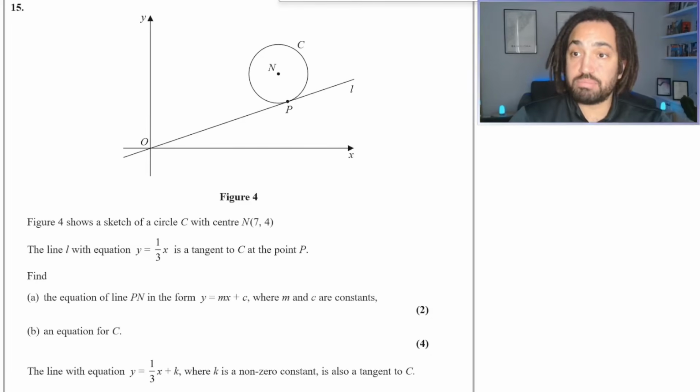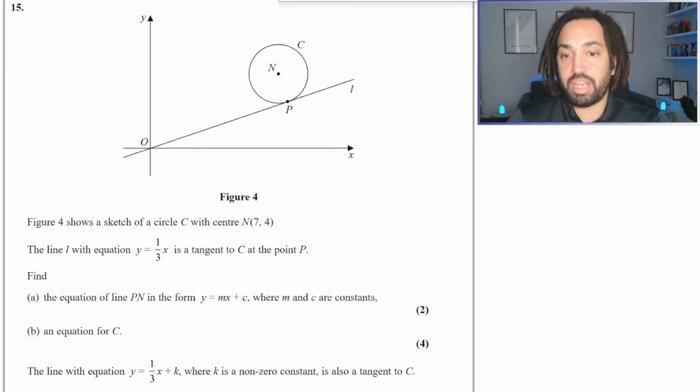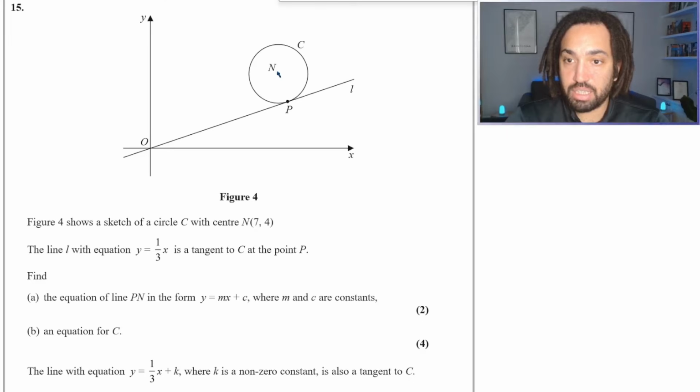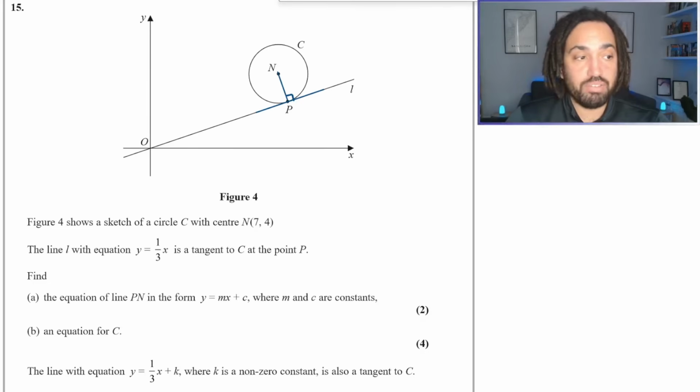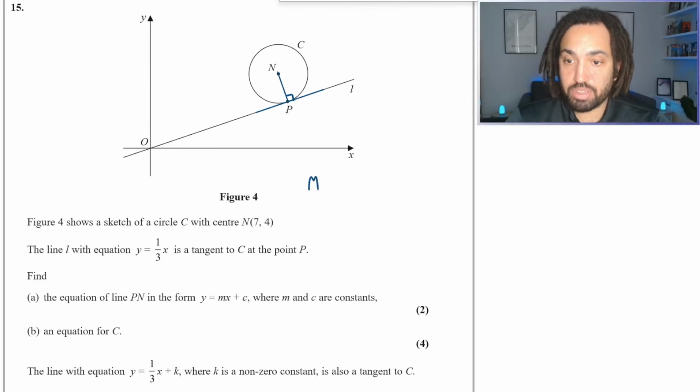Circles, everyone's worst topic. Let's do it. The equation of a line PN in that form. Okay, well, I know the centre. And I also know this tangent line. And therefore I can work out the equation of PN, because it's perpendicular to the tangent line. So that means it will have a gradient. The gradient of PN will equal minus 3, because it's the negative reciprocal of a third.